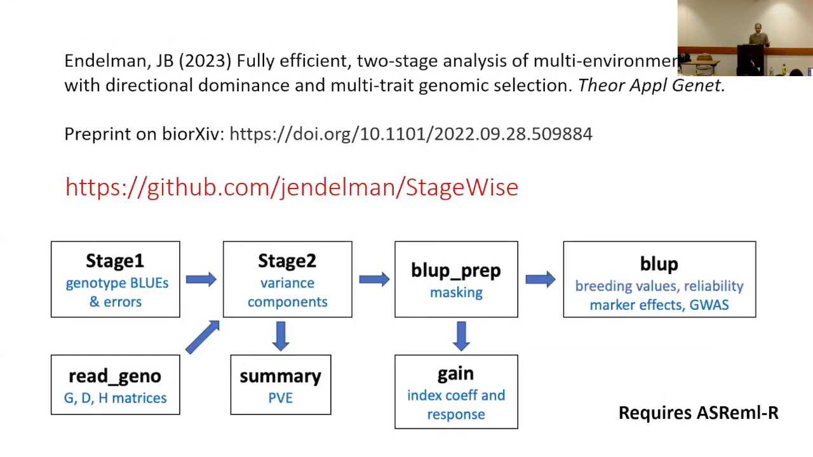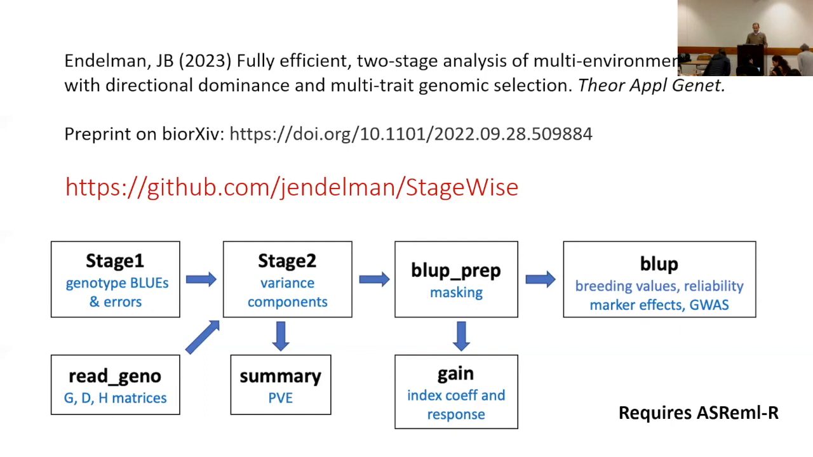So that was the motivation for me to develop a package that would make this fully efficient two-stage method more widely available. And the paper is finally accepted for publication in TAG, and you can see the preprint on bioRxiv in the meantime. And as the title suggests, I've got some other goodies baked into this paper besides the two-stage part of it. It's also got the first complete model of directional dominance in polyploids. I'm going to go through that a little bit here with you today.